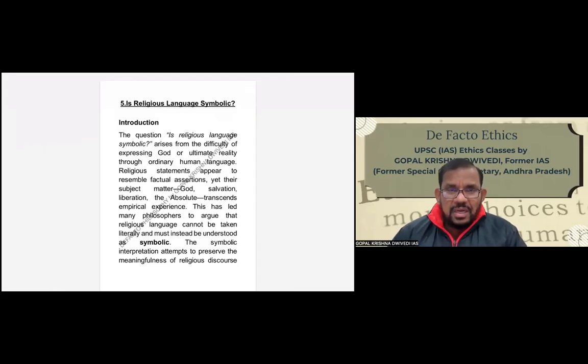So, in the introduction, the same thing has been written. Why does this question actually come up? Because religious language is not cognitive. It cannot be verified, and the verification principle itself says that it's meaningless. So a number of theories have come, and accordingly, the theory that it's symbolic has also come up.